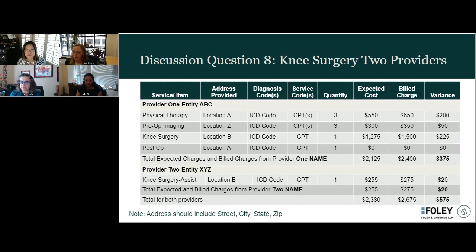Now let's just say that the knee surgery assistant went up to $600 or $800 as the bill charged, and definitely it would be in a situation where the patient could dispute the provider-to-entity bill itself. Any other questions on that, Kara? Yeah, I think you covered it. Okay, I'll let you go on.